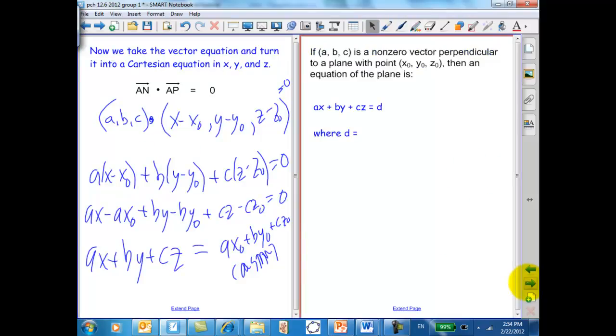So there's your formula. This is key. Ax plus by plus cz, where ABC is the vector normal to the plane, and d will equal ax naught plus by naught plus cz naught. I don't memorize this so much as I memorize the idea that ABC, the normal vector, will be the coefficients on x, y, and z. And then you can just plug in a point to figure out what d has to be. Okay. So digest that for a bit.